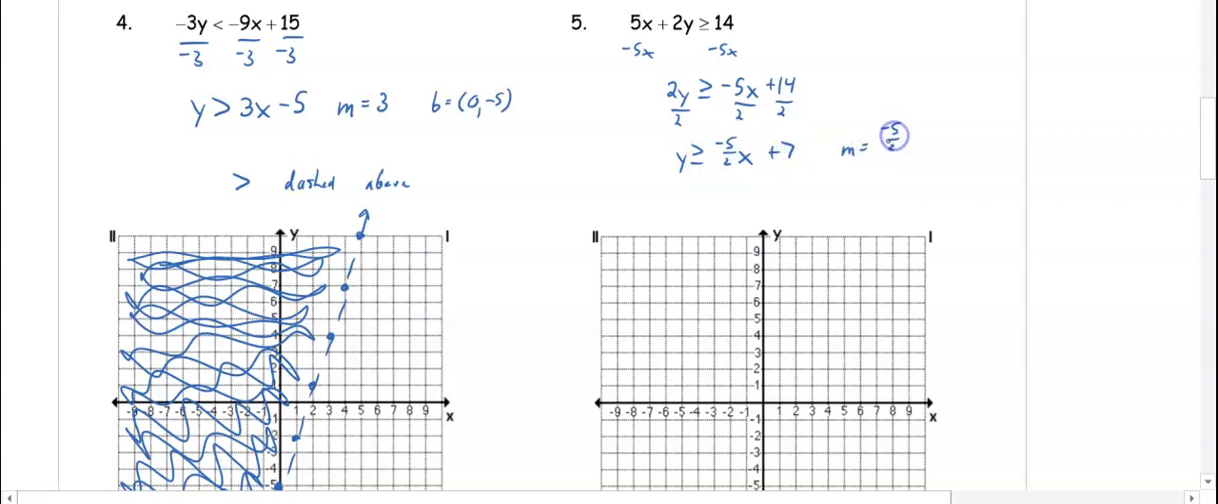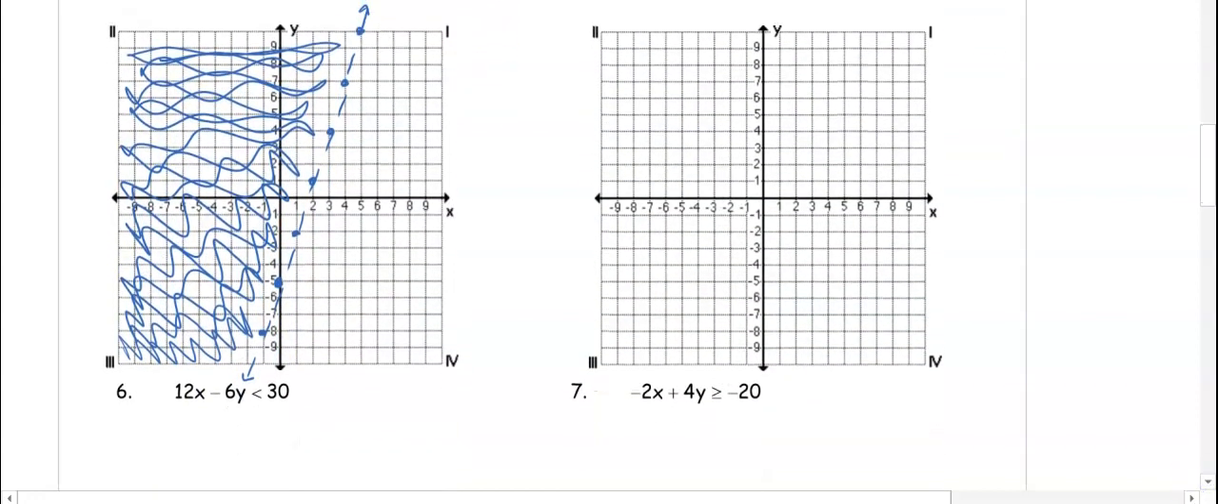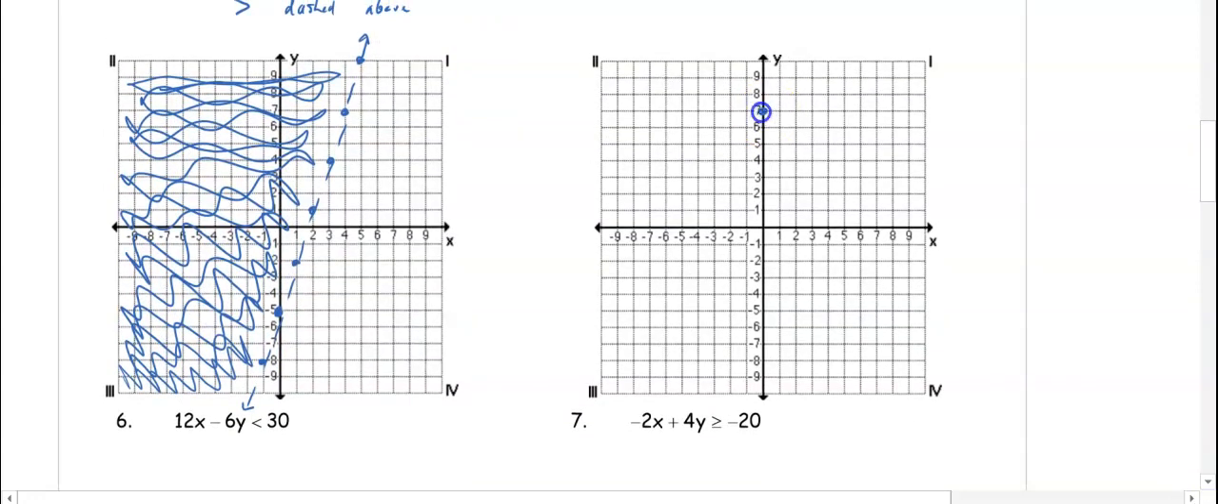So our slope is going to be negative 5 over 2. Our y-intercept is going to be 7. So on our graph, we start at 7. We're going to go down 5, right 2. Because it's a greater than or equal to sign, our line is going to be solid, and we are going to shade above. So we're going to connect these points so that we have a connected line, and then we are going to shade above the line.